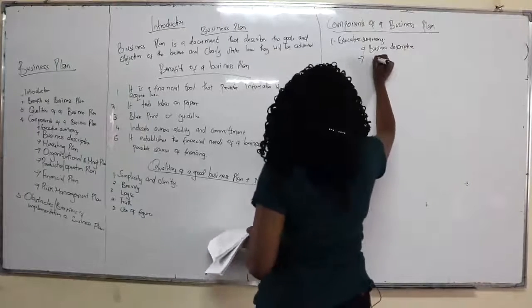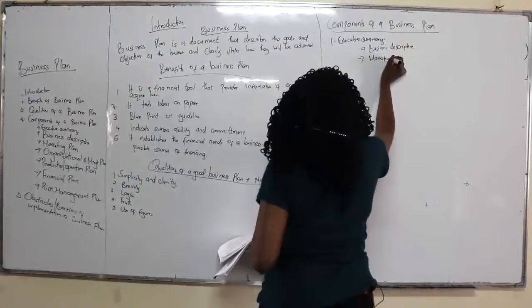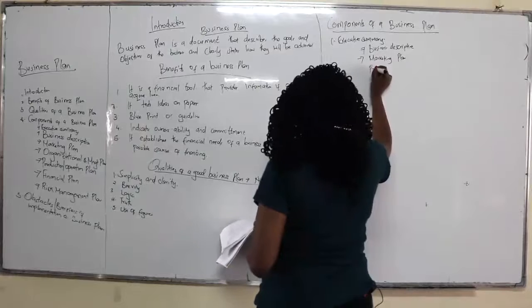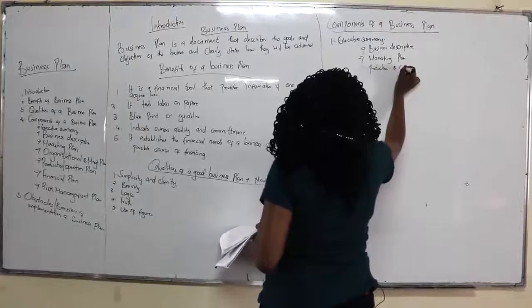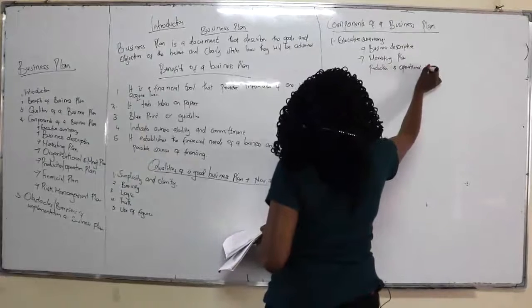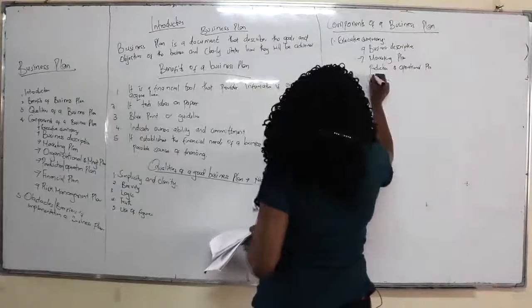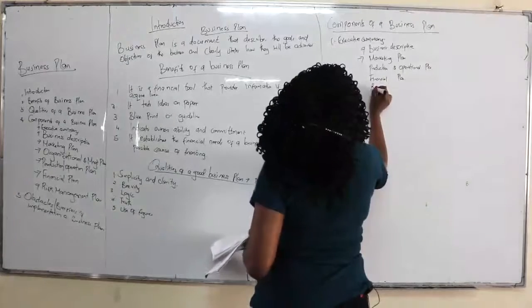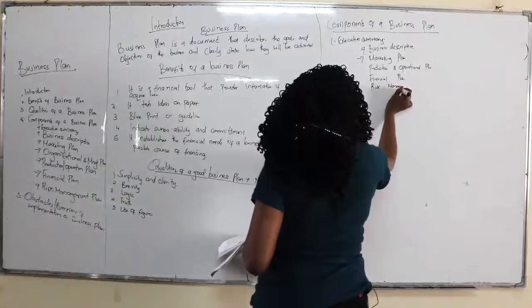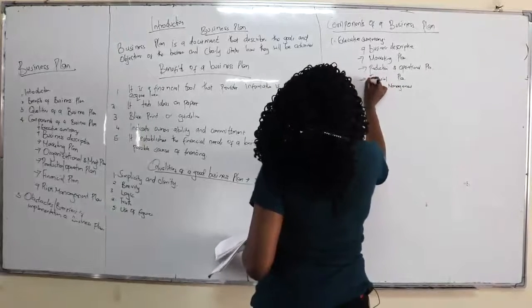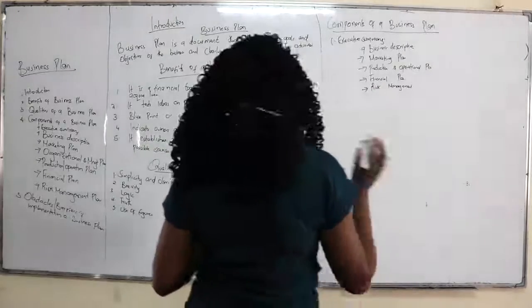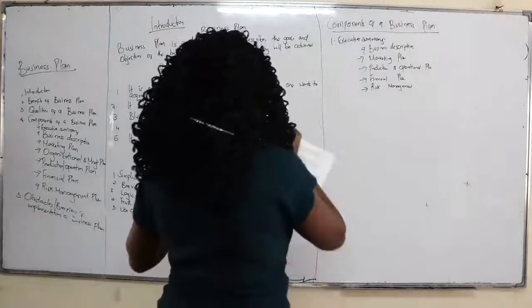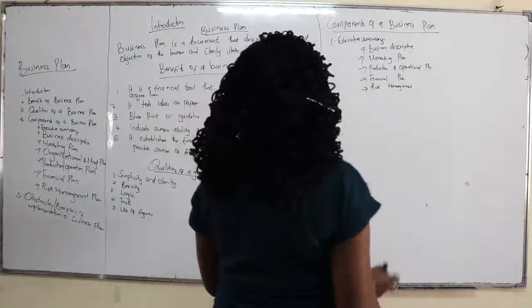Also, you need to indicate the marketing plan, the production and operation plan, the financial plan, and finally the risk management. So this is the executive summary. It's basically the overview of what you are going to capture in your business plan. Remember, I've said that it usually appears as the first paragraph of your business plan.